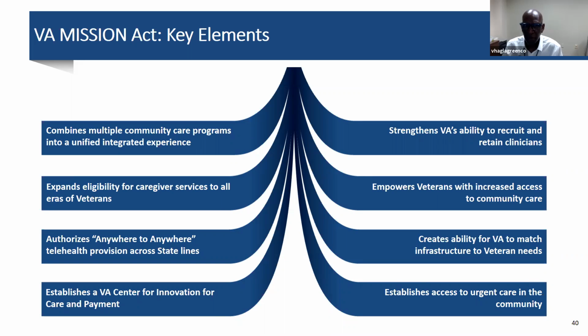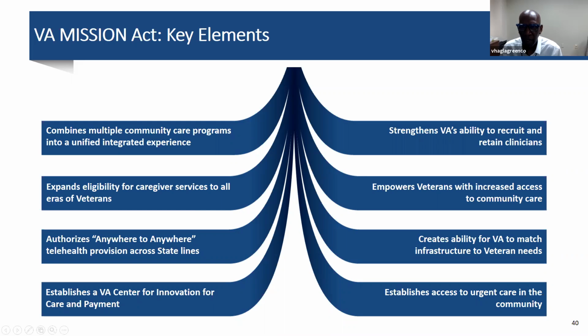And these elements, as you can see here, are combining multiple community care programs into a unified integrated experience, expand eligibility for caregivers, service to all areas of veterans, authorize anywhere to anywhere telehealth provisions across state lines, establishes a VA Center for Innovation for Care and Payments, strengthen the VA ability to recruit and retain clinicians, empowers veterans with increased access to community care, creates abilities for VA to match infrastructures for veterans' needs, and establishes access to urgent care in the community.